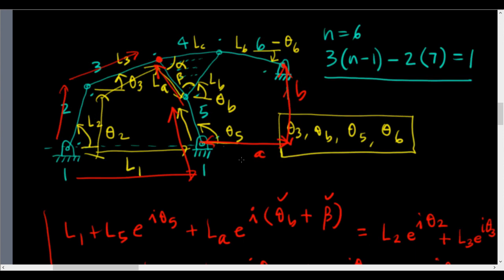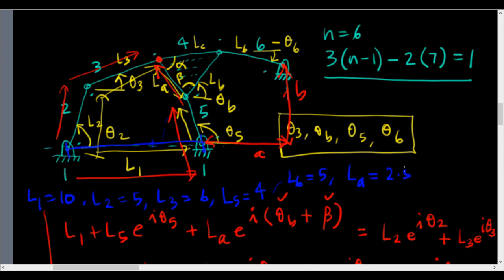Let's guess some reasonable parameter values, and these I will do in a slightly darker blue so that they stand out. Let us say L1 is 10. Okay, so that's 10 now. In that case, L2 is 5, L3 is 6, L4 is 5, L5 is about 4, L6 is 5. That leaves LA, LB and LC, and LA is about 2.5 and LB equals LC is equal to 3 and theta 2 equals 65 degrees.